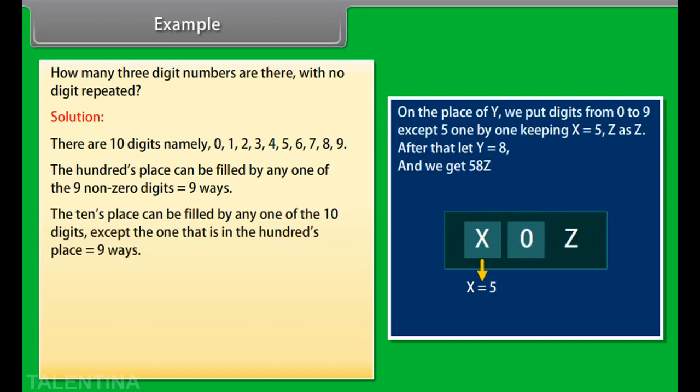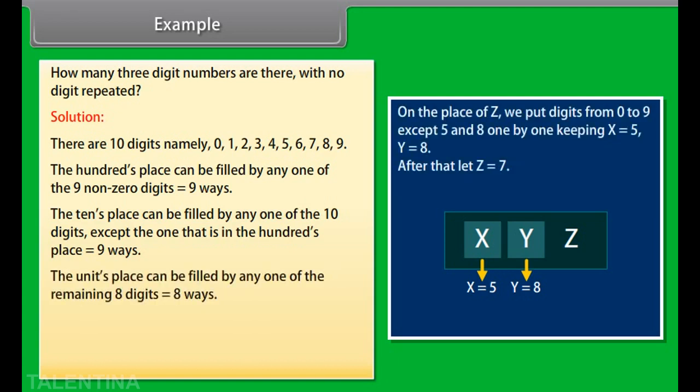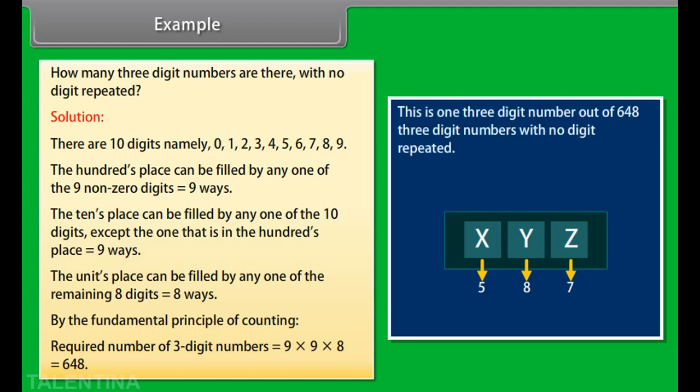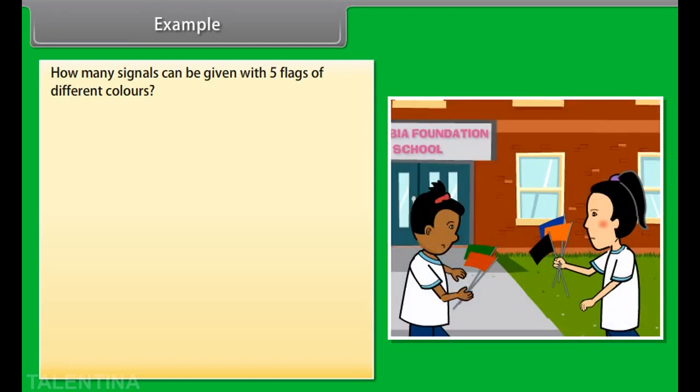The tens place can be filled by any one of the 10 digits except the one that is in the hundreds place, which is equal to 9 ways. The units place can be filled by any one of the remaining 8 digits, which is equal to 8 ways. By the fundamental principle of counting, the required number of 3-digit numbers is equal to 9 into 9 into 8 is equal to 648.